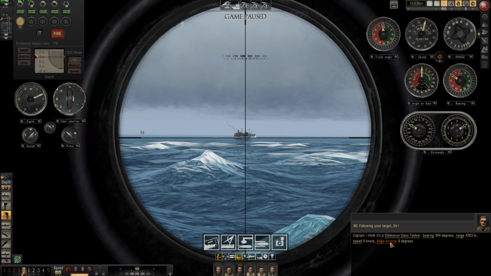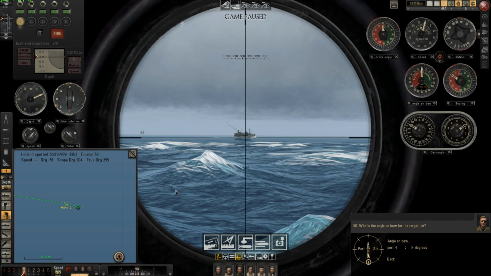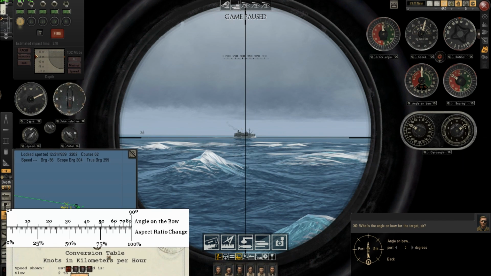So first I will put the angle on bow here. I forgot to tell you: if the ship is coming to you, the angle on bow is the one that you calculated here, 18 for example. If the ship is going away from you, then the angle on bow is 90 degrees plus 18 degrees, so it will be 108 degrees. So if the ship is coming to you, this is the value from here. If the ship is going away from you, you add 90 degrees to this value.